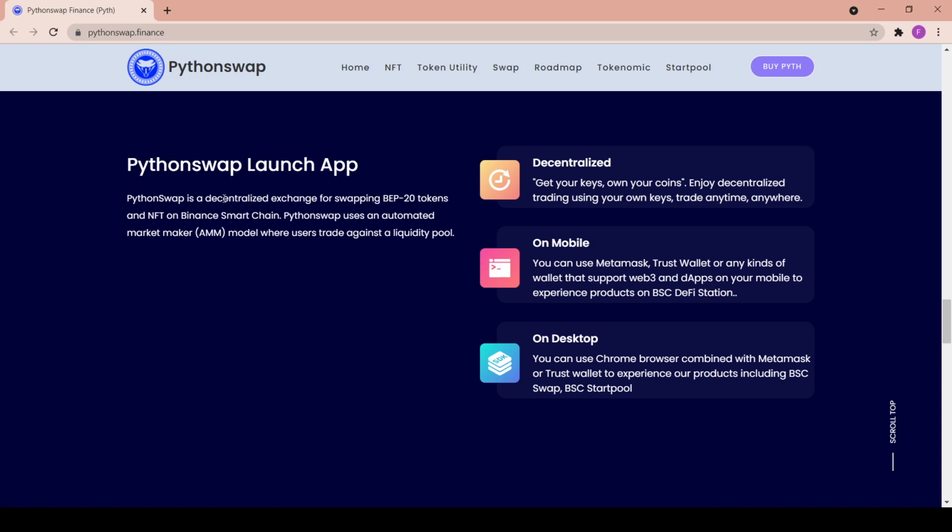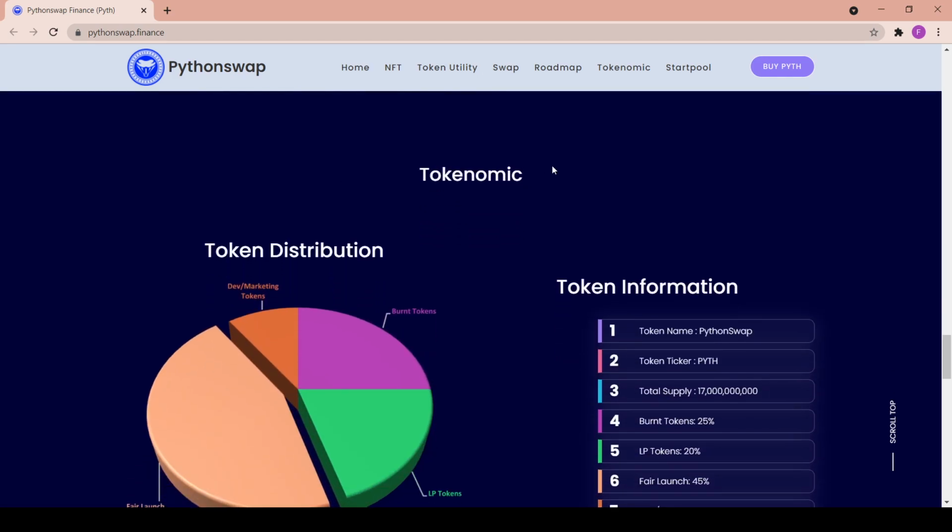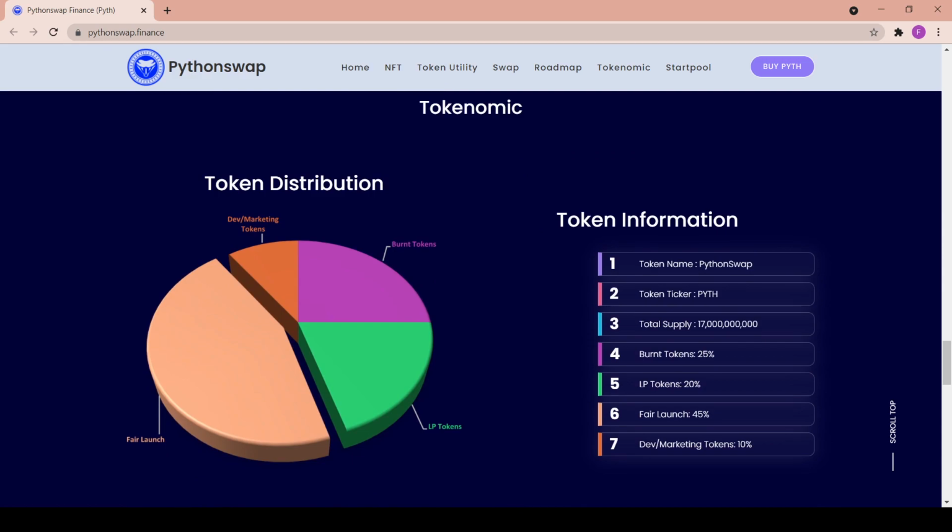It's also on mobile, so you can use MetaMask, Trust Wallet, or any kind of wallet that supports Web3 and the app on your mobile to experience products on BSC DeFi Station. And finally, you can have it not only on mobile, but also on desktop. You can use Chrome browser combined with MetaMask or Trust Wallet to experience our products, including BSC Swap and BSC Start Pool.